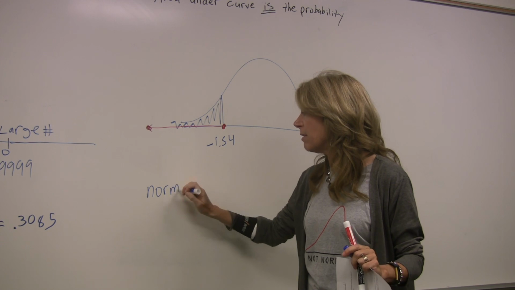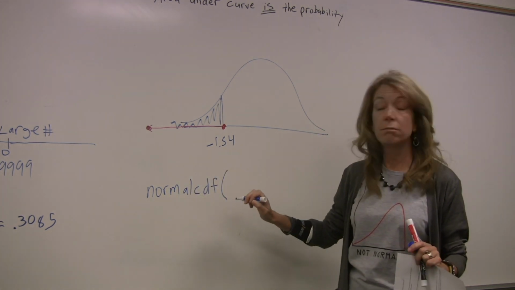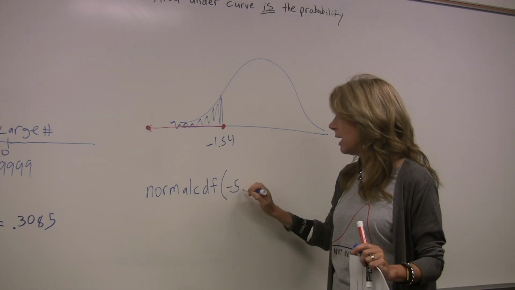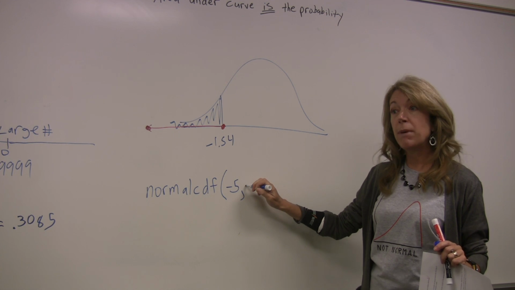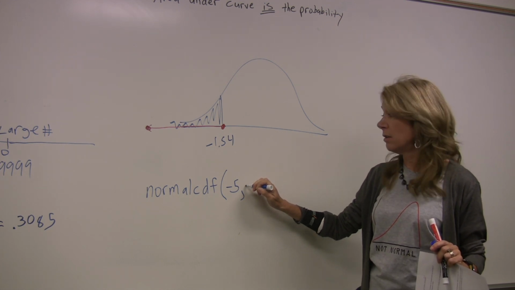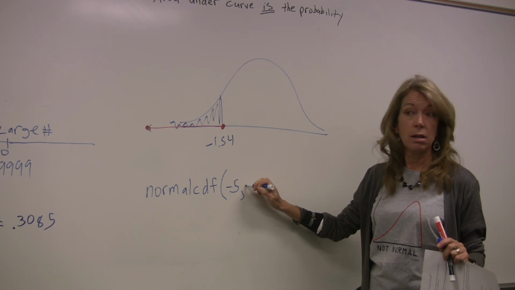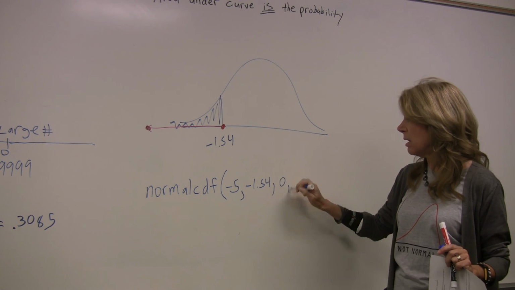So what do you want to type in this time? Put -5. You put -5? Let's see if that's enough. He picked 5 as his big number. It's okay, we're going to see if it works. What comes next? Negative 1.54. The mean and the standard deviation.